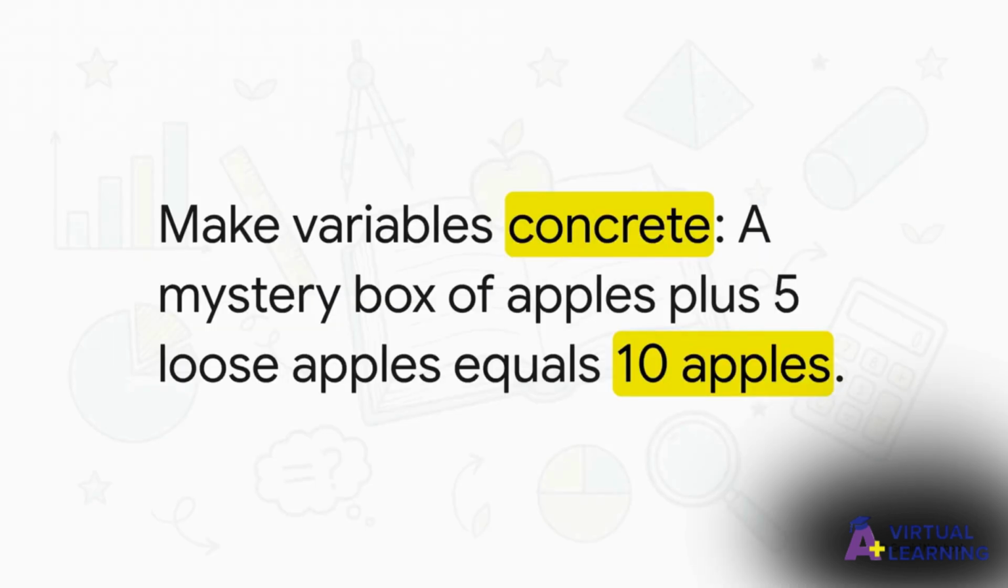The trick is to connect that variable to a tangible real-world object first. So instead of just saying x plus 5 equals 10, frame it for them like this. Okay, we have a mystery box of apples plus 5 loose apples on the table, and that equals 10 apples total. How many apples must be inside the mystery box? Making variables completely concrete like this is a proven, highly effective strategy. It playfully tells the student that x isn't some scary, incomprehensible letter, it's literally just a box we haven't opened yet.